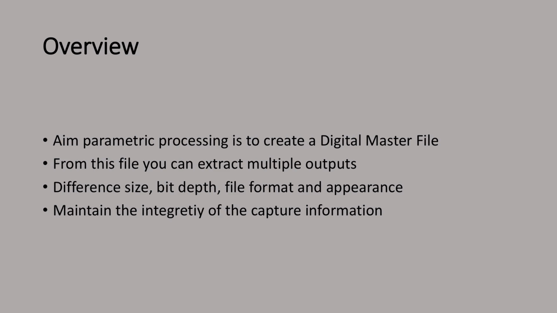So just to recap, the aim of parametric processing is to create a digital master file from which you can extract multiple outputs, of lots of different sizes, pixel size, pixel depth. So you can output at 16-bit, you can output at 8-bit if you're wanting to still have an output as a JPEG to email. You can still, from that raw file, save it as a JPEG at 8-bit. If you're wanting to send a large file to the printer, then you can output as a TIFF at 16-bit. So you're giving yourself the best opportunity to maintain the integrity of your capture information.